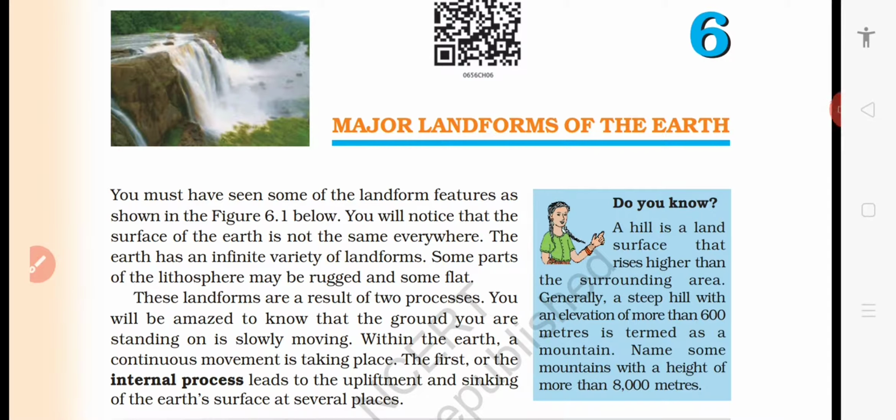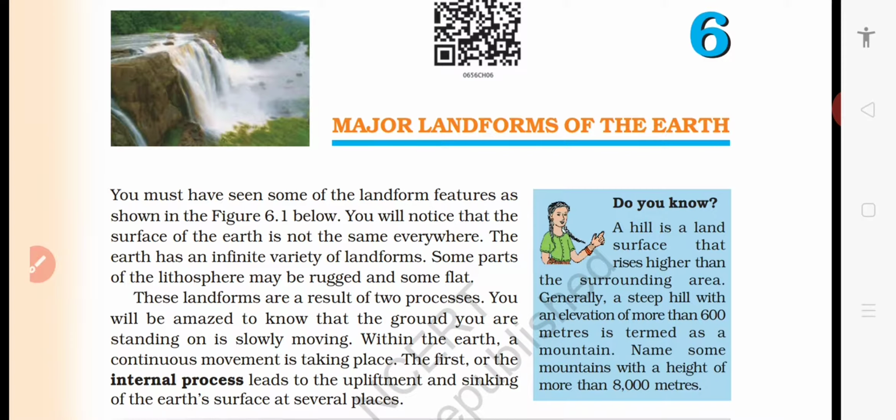Today we are going to start with class 6 geography book chapter 6. The name of the chapter is Major Landforms of the Earth. In this chapter we are going to talk about the variety of landforms present on the masses of Earth.